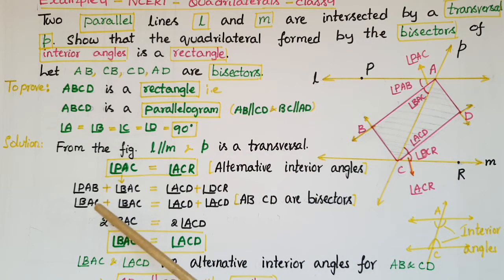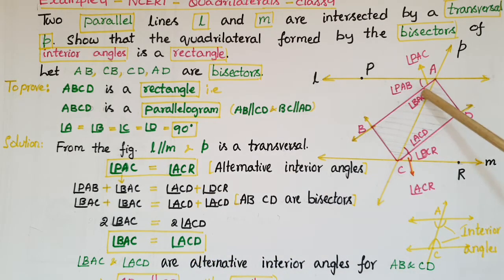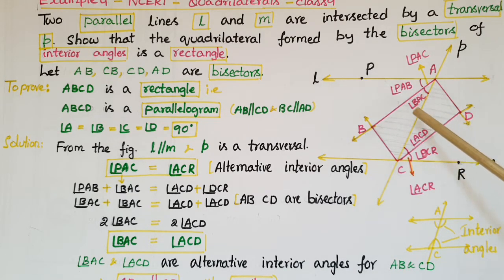So we can write here angle PAB plus angle BAC is equal to angle ACD plus angle DCR, that is, angle BAC plus angle BAC is equal to angle ACD plus angle ACD. Then 2 angle BAC is equal to 2 angle ACD. So angle BAC is equal to angle ACD. So we have proved that these two angles are equal and these two are alternate interior angles for these two lines AB and CD. So alternate interior angles are equal means AB is parallel to CD.